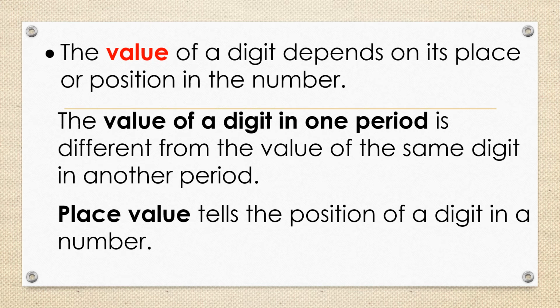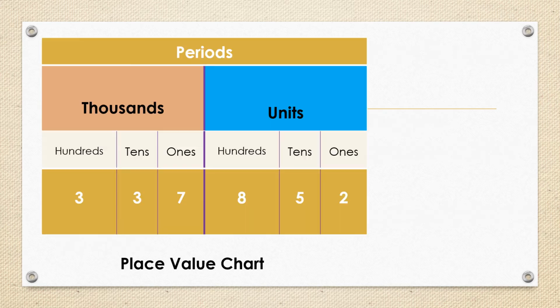So, the value of a digit depends on its place or position in the number. The value of a digit in one period is different from the value of the same digit in another period. Place value also tells the position of the digit in a number. So this is an example of a place value chart. So you can see here the period.